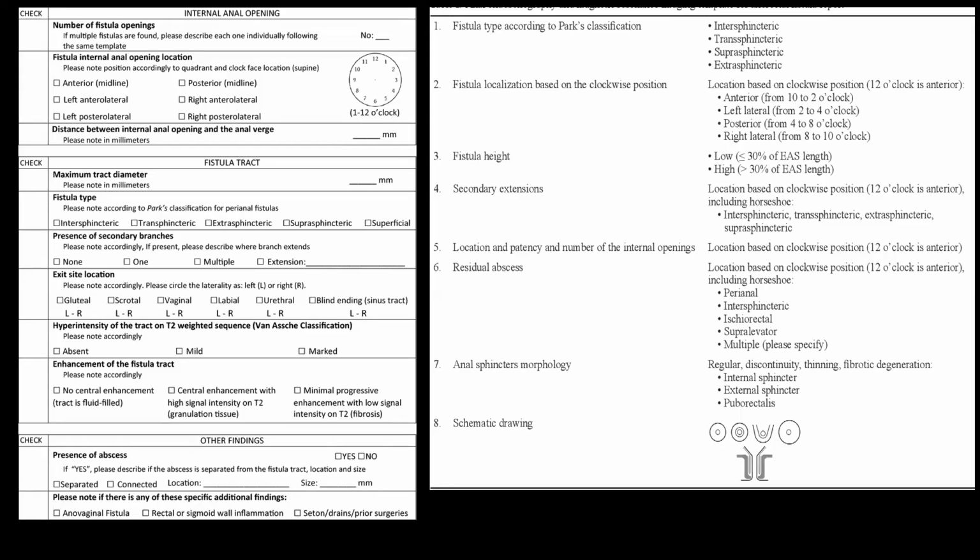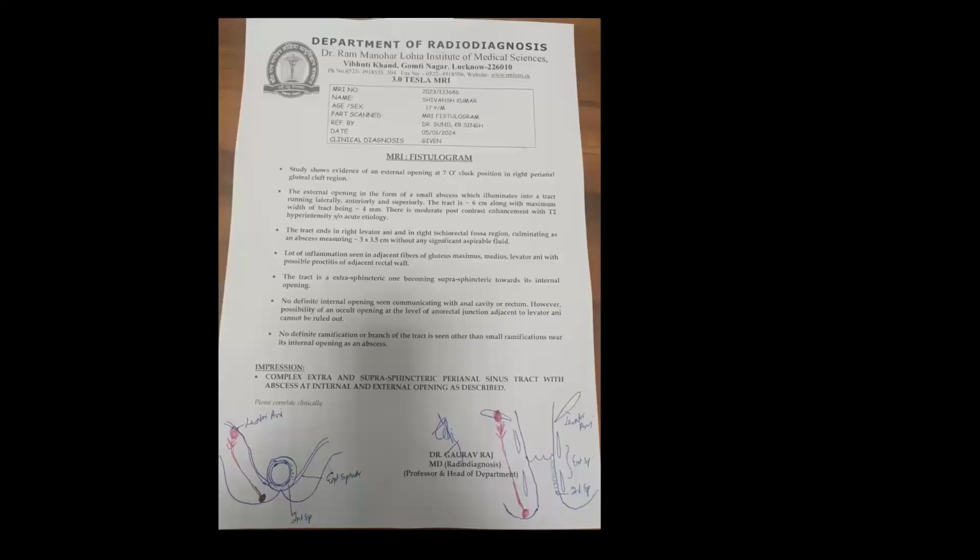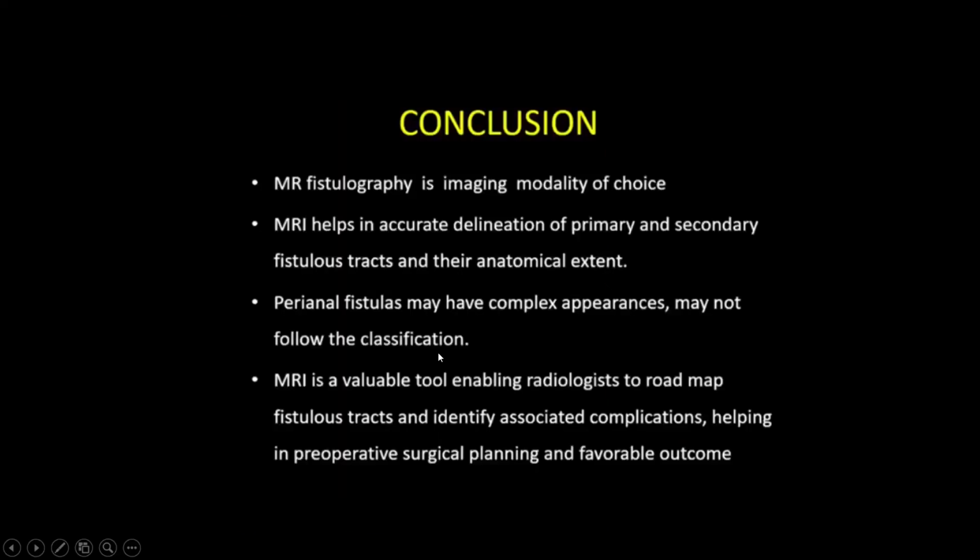You will find the commonly used reporting templates are those of ESGAR, the European Society of Gastrointestinal and Abdominal Radiology, and the Society of Abdominal Radiology. You can use something like this. If you run out of template, you can just write the things as I do and just make a small line diagram telling your surgeon where exactly the sphincters are, and that helps a lot.